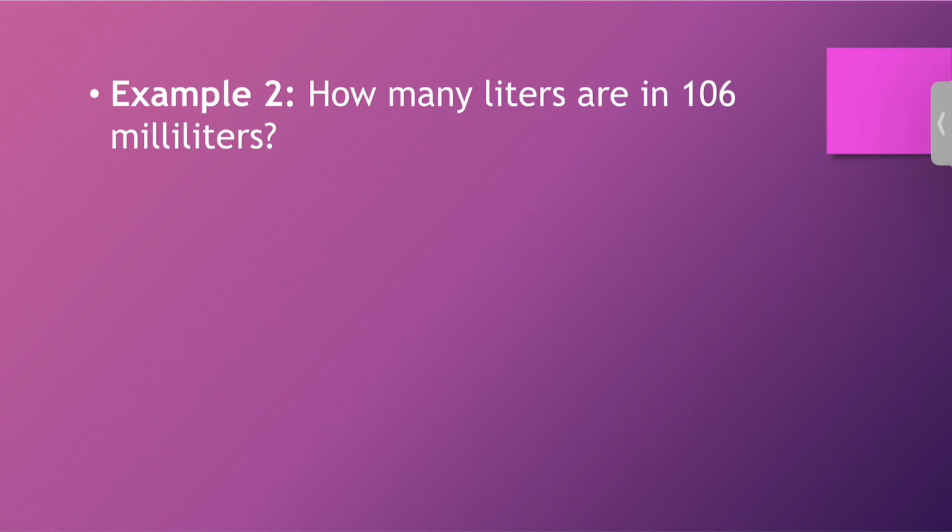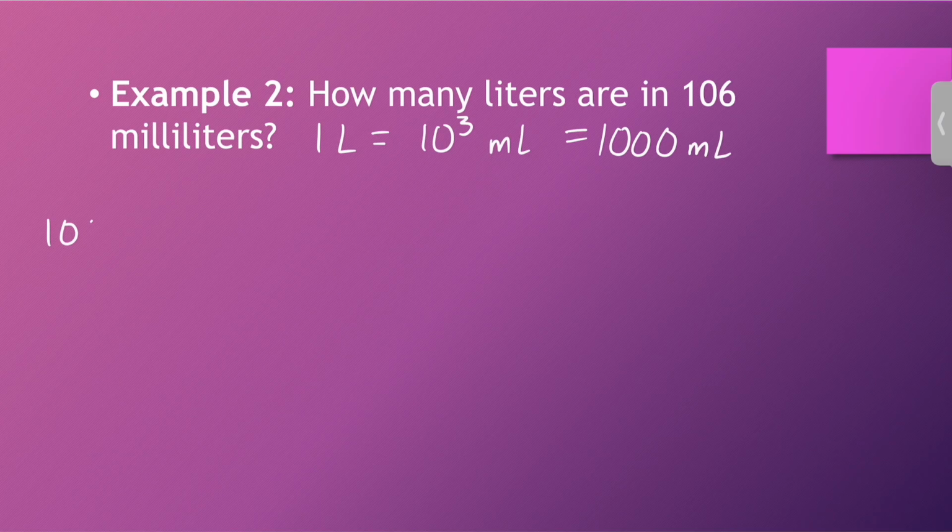This one is how many liters are in 106 milliliters? Well, in 1 liter, there is 10 to the 3rd milliliters, or you could just write it as 1,000 milliliters. Again, 1,000 isn't quite big enough to require us to use scientific notation. You could if you wanted to, though. And then I'm going to start out with my original amount, my 106 milliliters. Put it over 1.